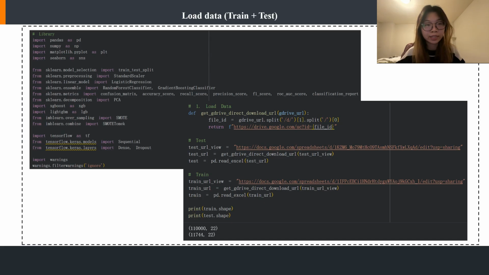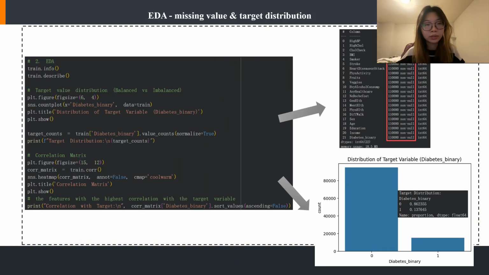First, load the data. The training set contains 110,000 samples with 22 features, and the test set has about 11,000 samples. During the EDA phase, after confirming no missing values, I focused on the distribution of the target variable diabetes binary. The plot reveals a severe class imbalance. 86% are healthy individuals, and only 14% have the condition.